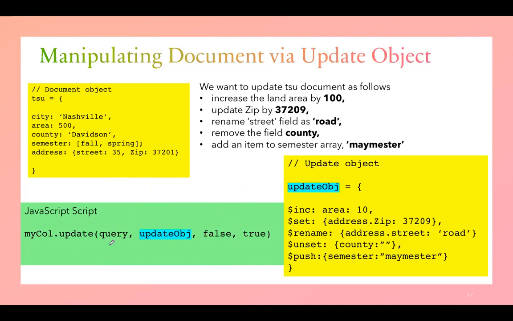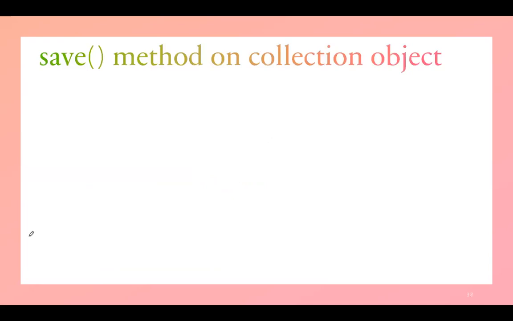Okay, so first of all, you have to create a query object, you have to create an update object, and these are just the Boolean settings, and you pass them to the update method on this collection object, and that's it. Armando, does that answer? Oh, yes, Dr. Saman. Okay, good.